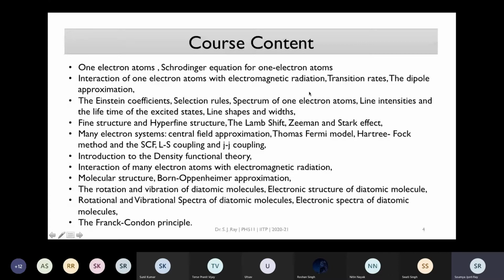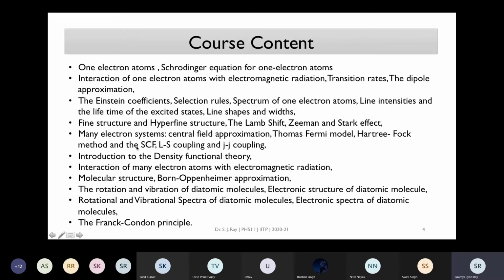Then we'll go to many electron systems. Here we'll be talking about various approximation schemes, like how these systems can be solved and how different properties can be estimated: central field approximation, then Thomas-Fermi model, Hartree-Fock, and the self-consistent method. I'll be talking about LS and JJ coupling beforehand, but this is exactly what I have copied from the website, which is why the order is like this. The many electron system will be discussed after LS and JJ coupling.